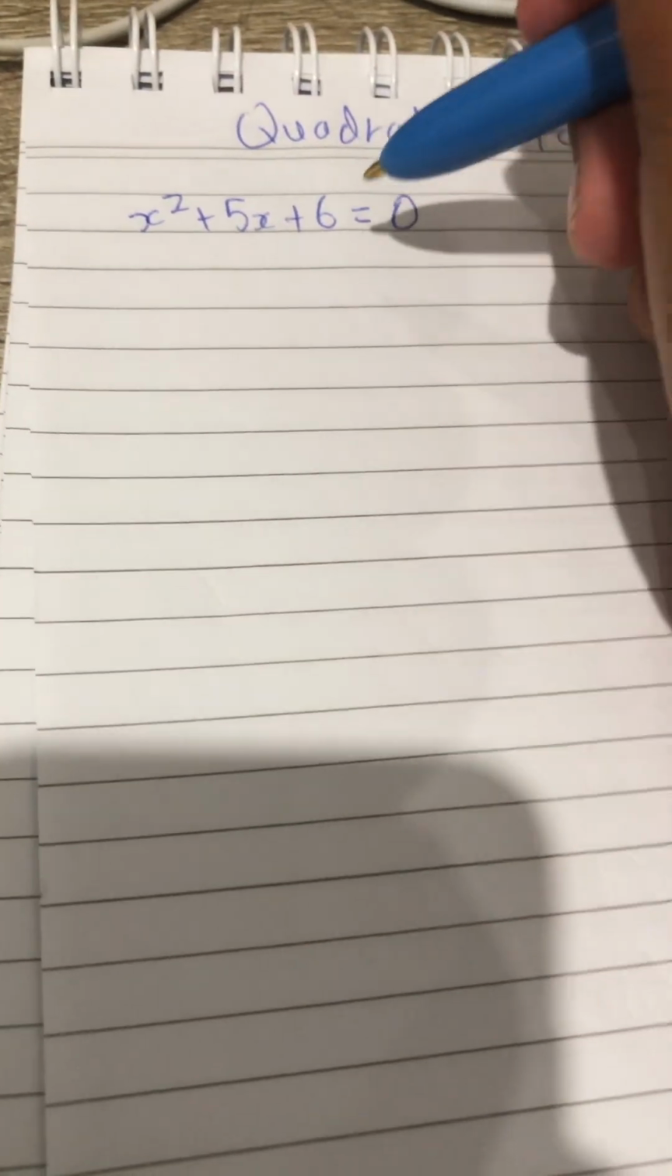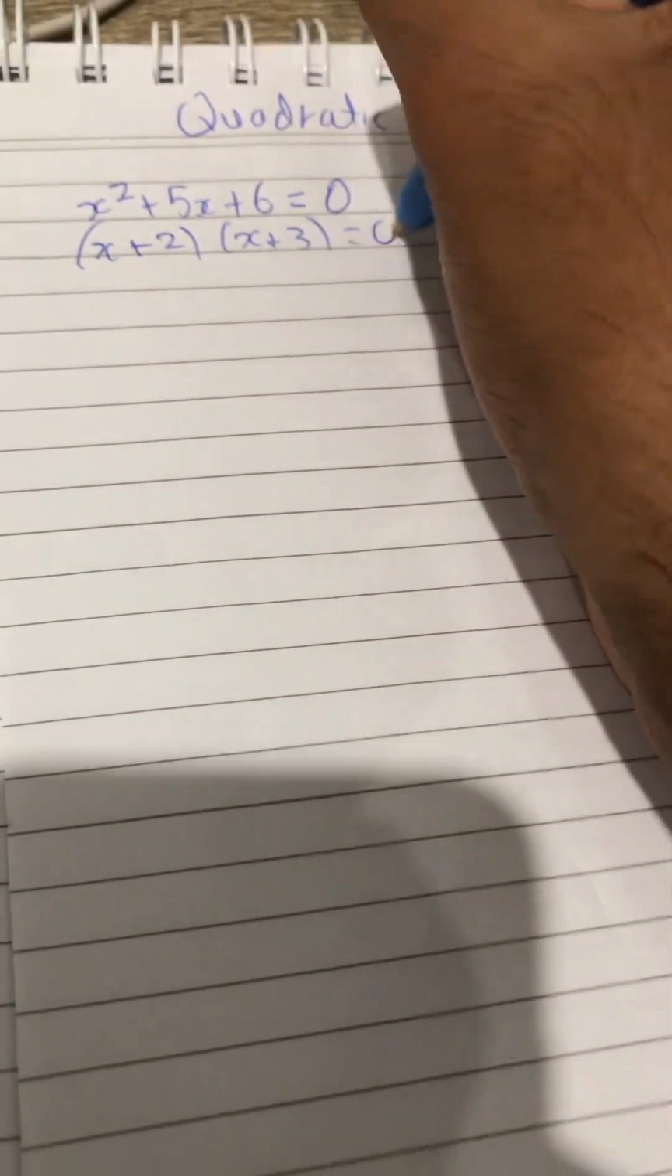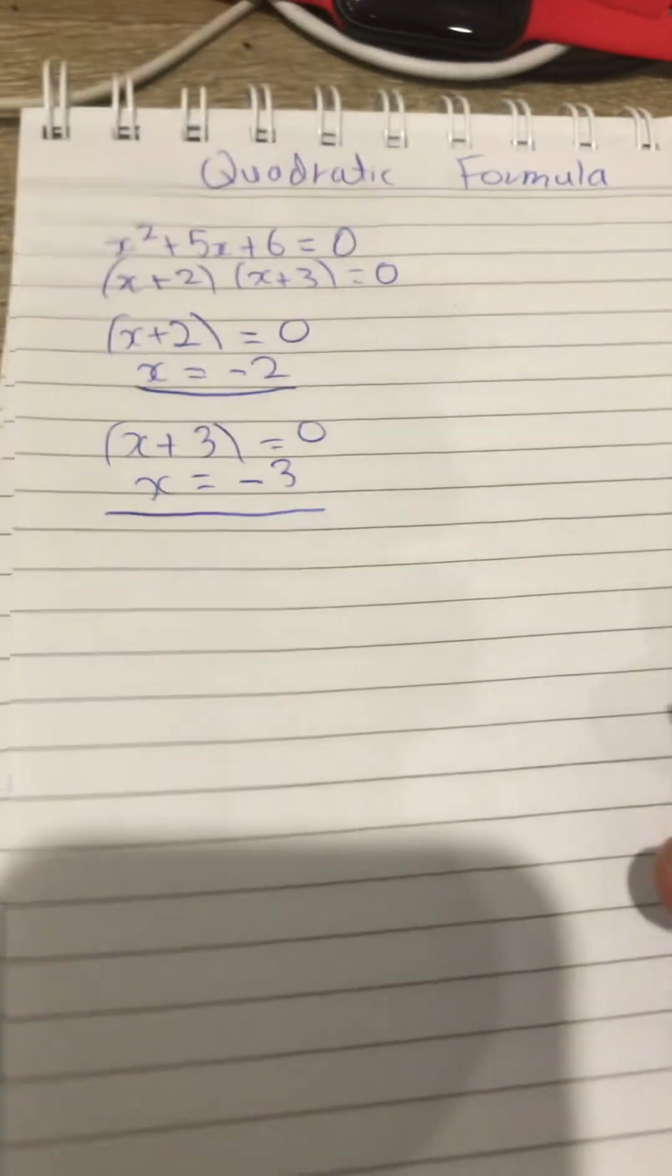Now, obviously, we can factorize this by thinking what two numbers multiply to 6 and add to 5. Yes, we can make this x plus 2 and x plus 3, which is equal to 0. So that means x plus 2 equals 0, so x is equal to minus 2. Here's one solution. Or x plus 3 is equal to 0, which means x is equal to negative 3, our second solution.